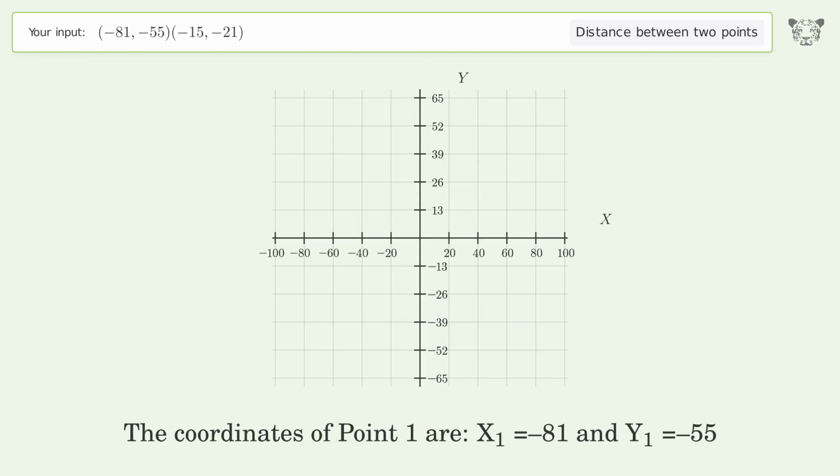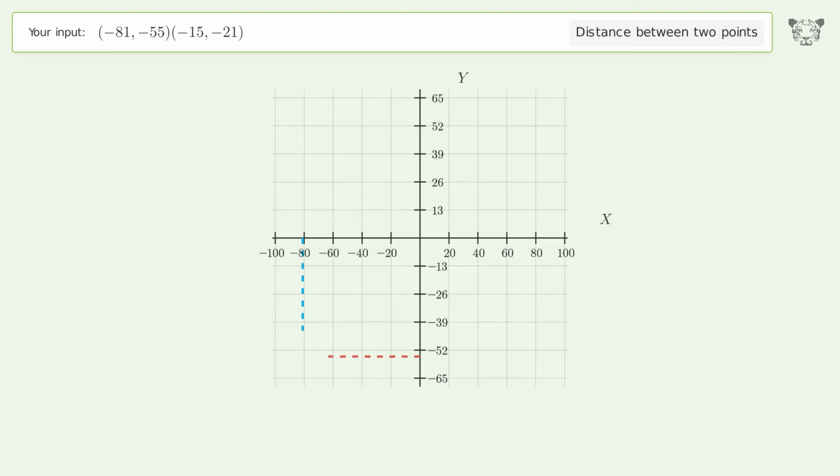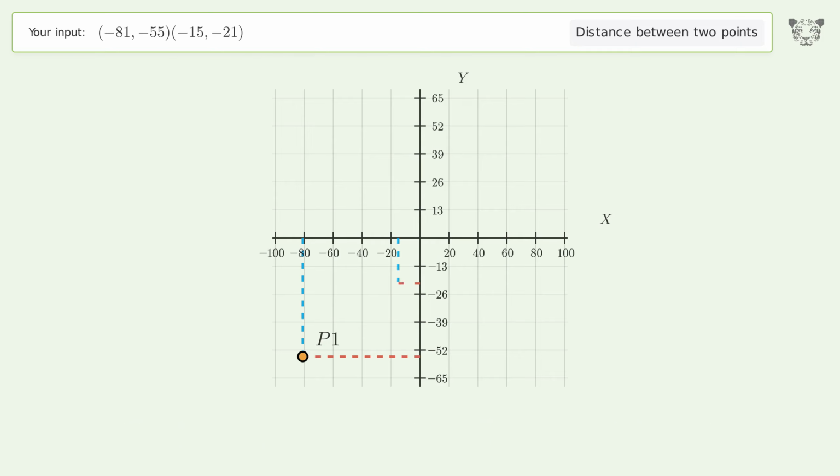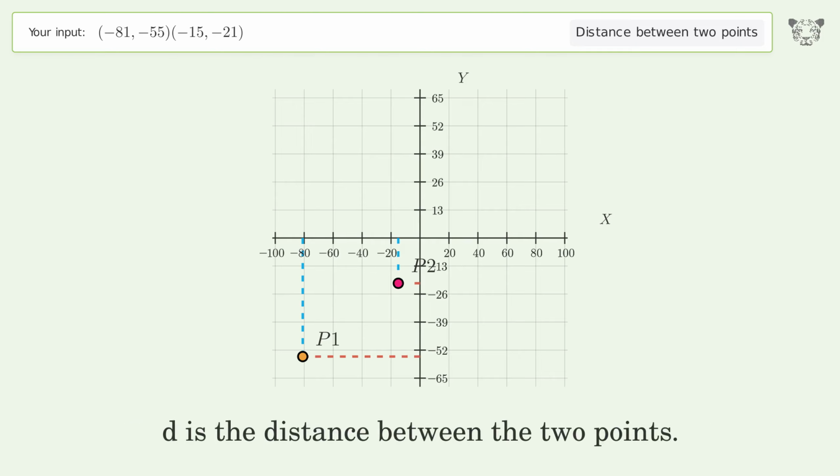The coordinates of point 1 are x1 equals -81 and y1 equals -55. The coordinates of point 2 are x2 equals -15 and y2 equals -21. D is the distance between the 2 points.